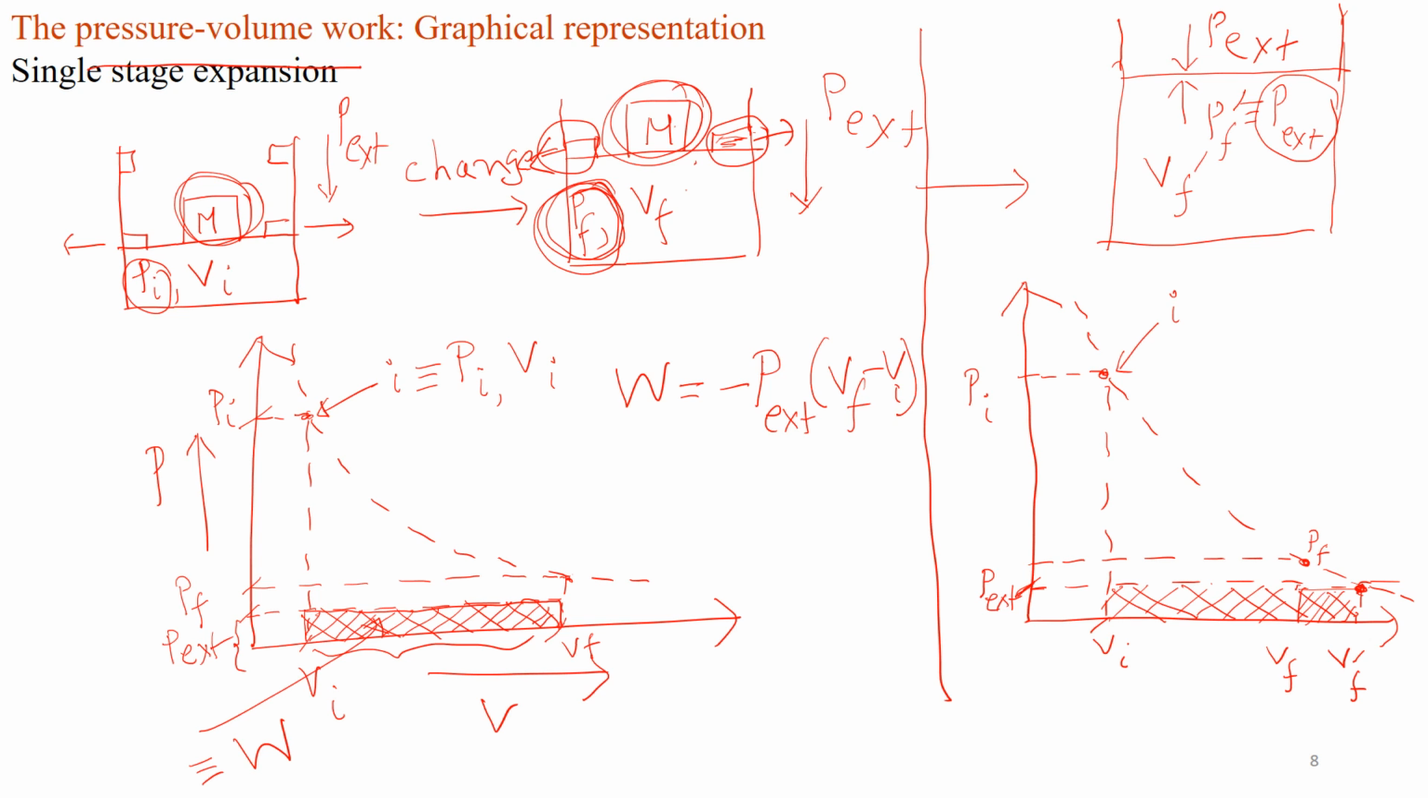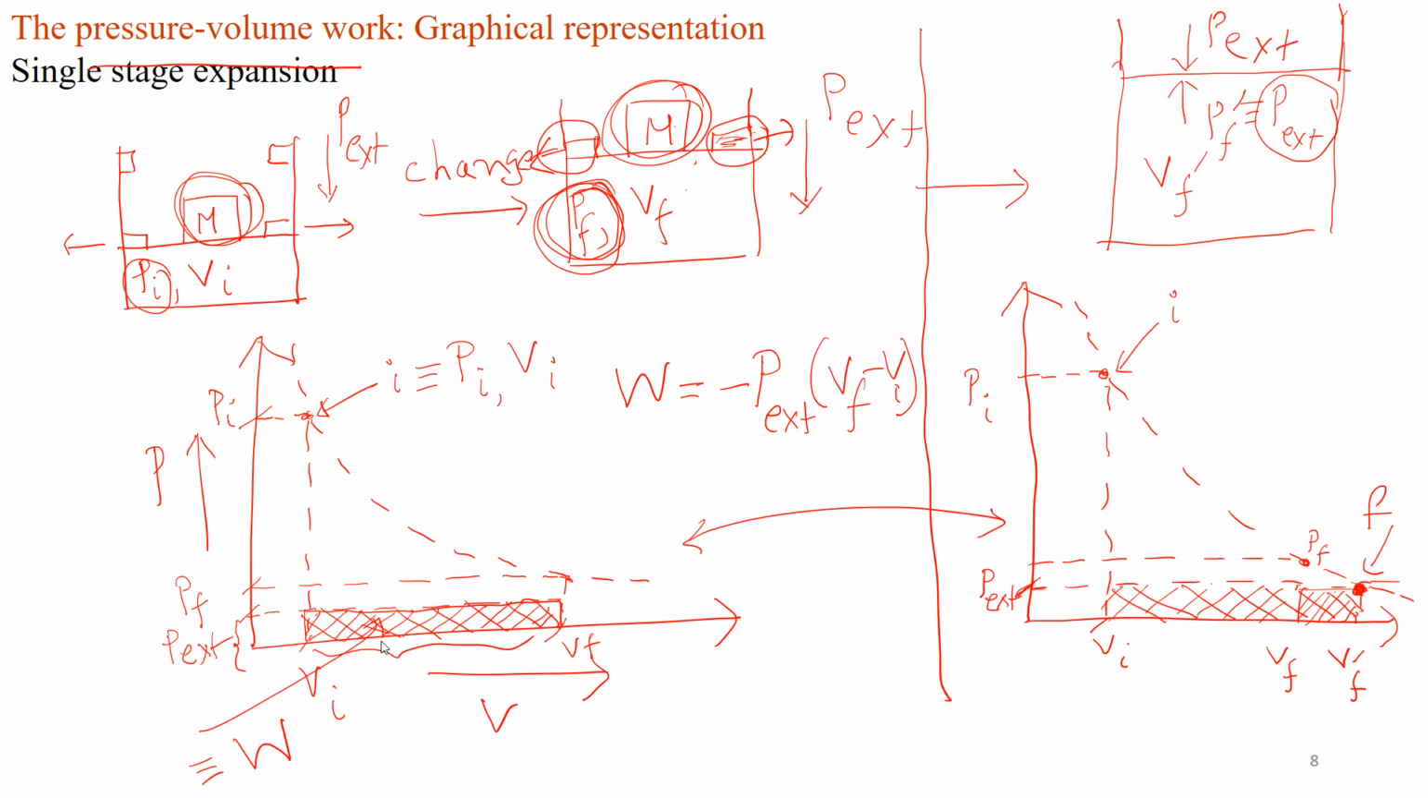this shaded area. So frequently we will be using this convention where the final state is denoted as if the pressure of the gas itself equilibrates with the external pressure. So just try to remember these two differences.